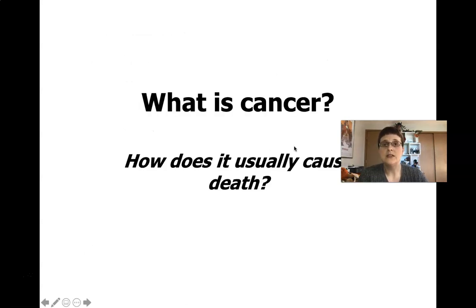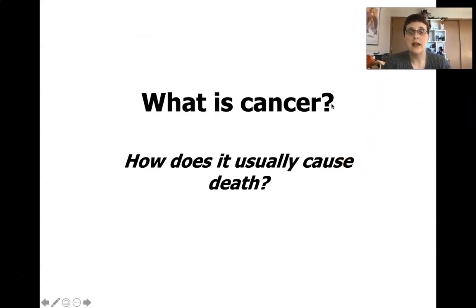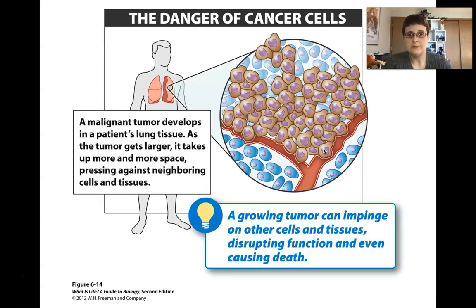Okay, so let's talk about what cancer is. How does it usually cause death, especially if it goes untreated? So here is a tumor. In this case, they're showing it in a lung, right? And what are these cells doing to this space in the lung as they multiply? Hopefully you can see, and you said something along the lines of, they're pushing up against everybody else. If you notice, it's pushing up against these vessels, and it's going to be pushing up against the other cells.